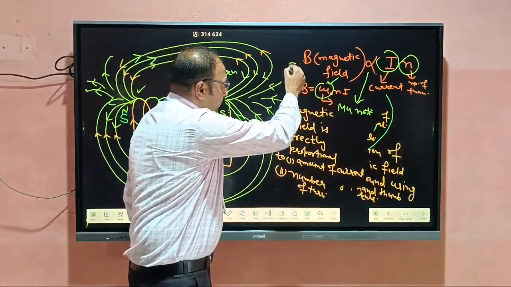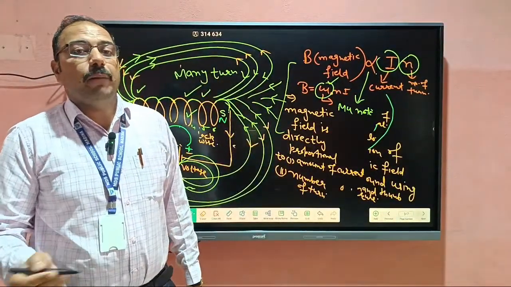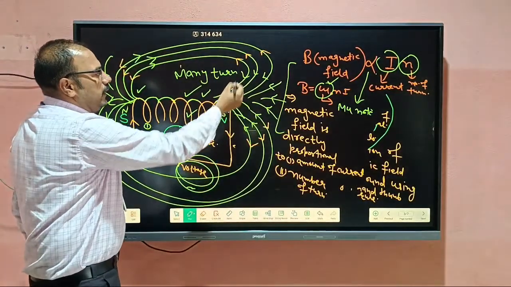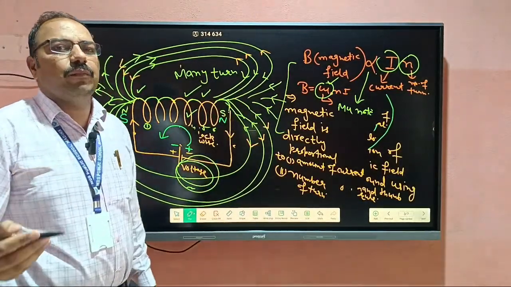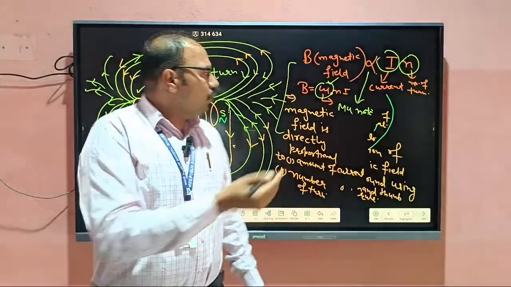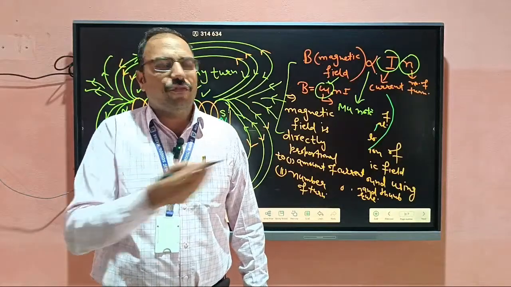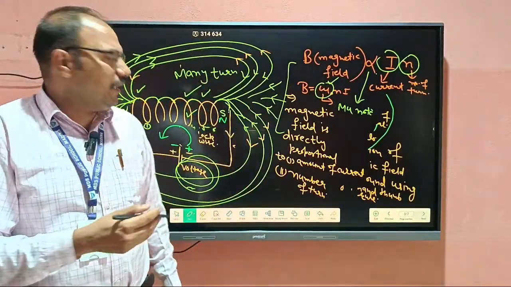So these are the patterns produced by the magnet and the solenoid. Both are the same because they contain lines, and these lines are purely imaginary lines. Basically the magnetic field is invisible. We cannot see these lines. This is an imaginary concept.